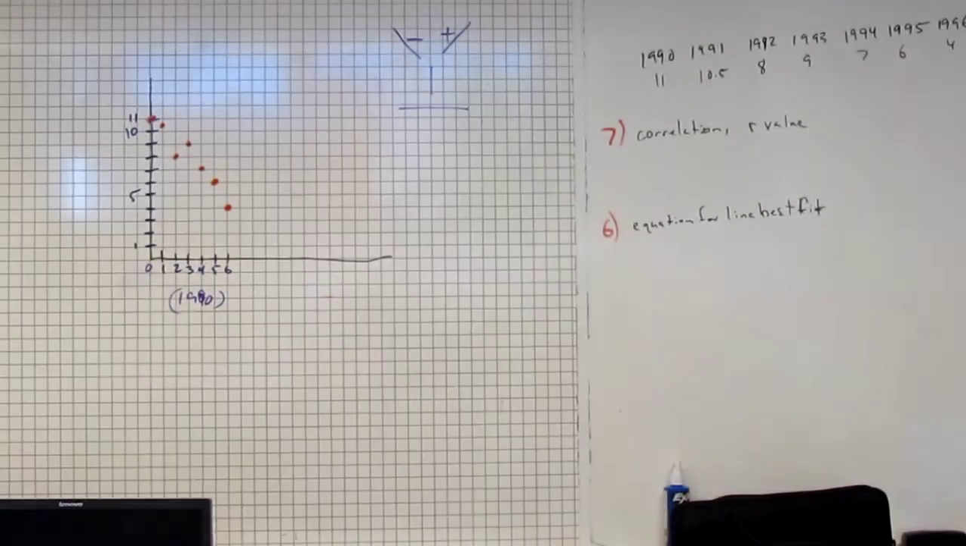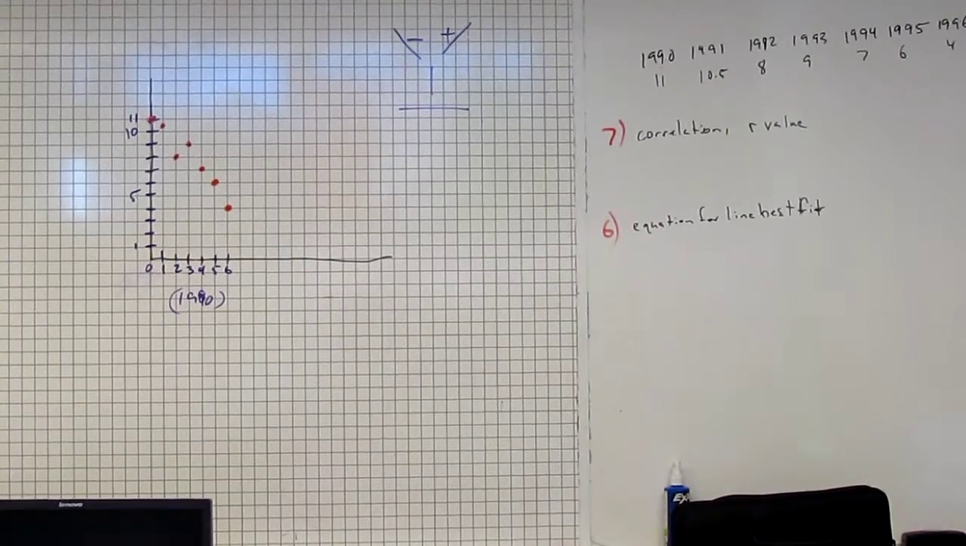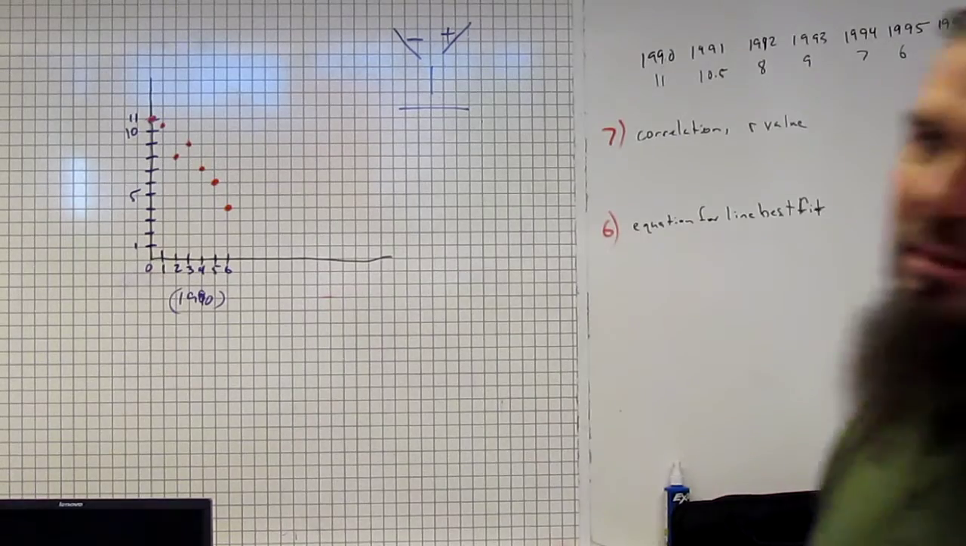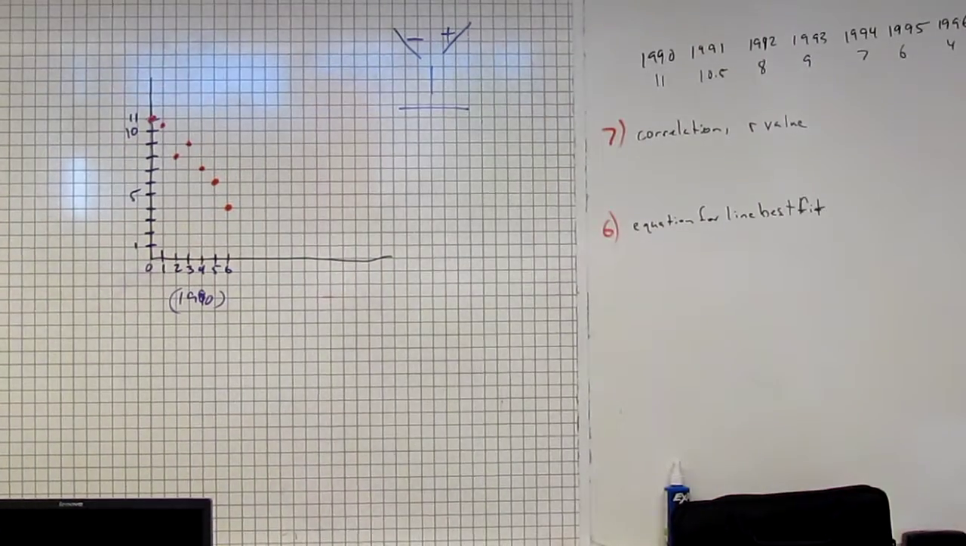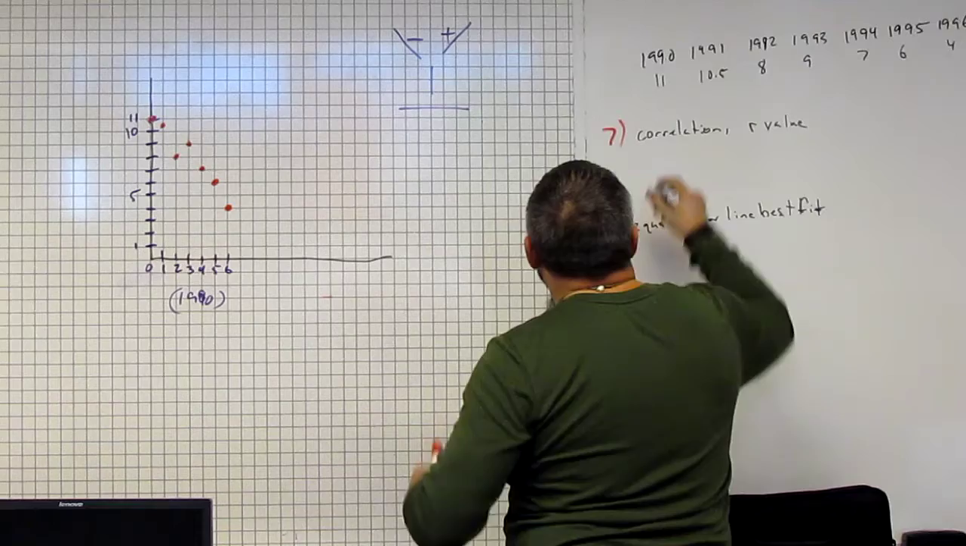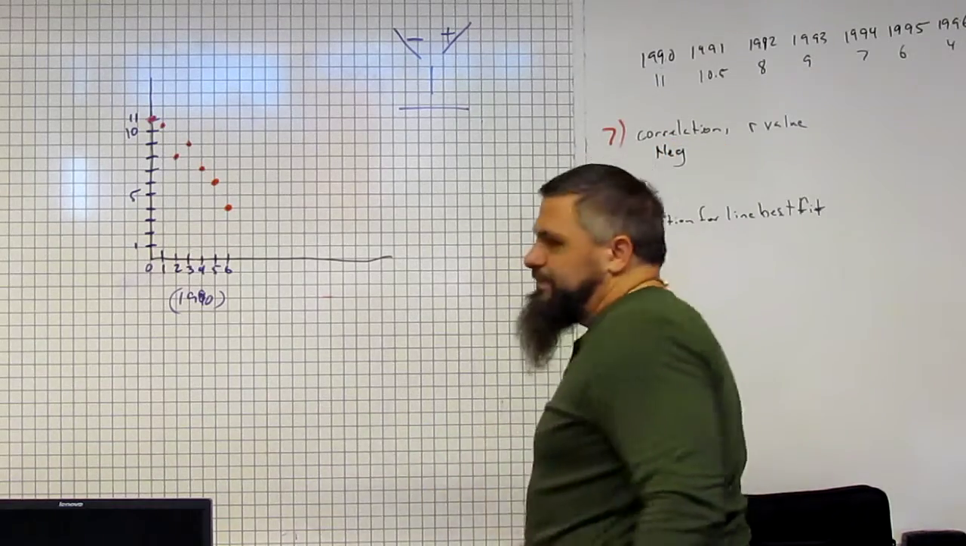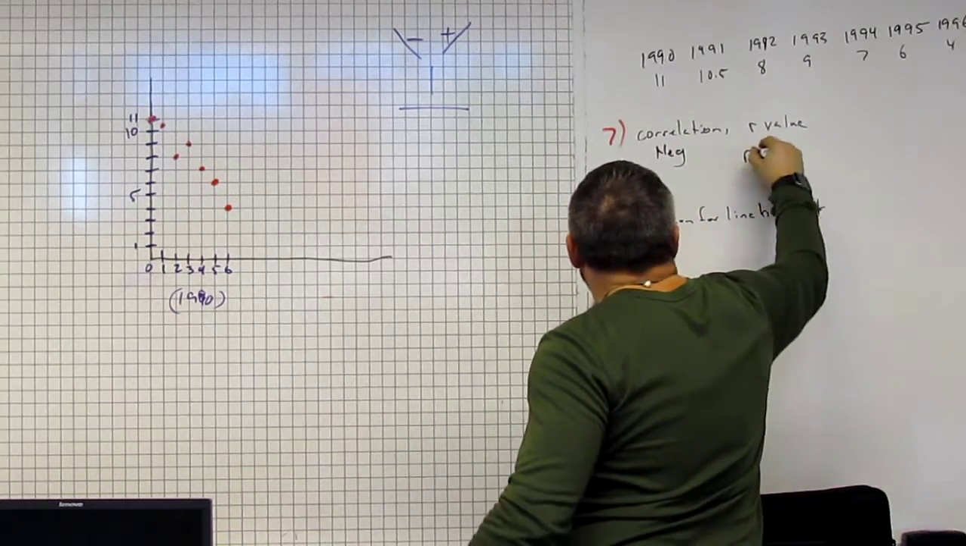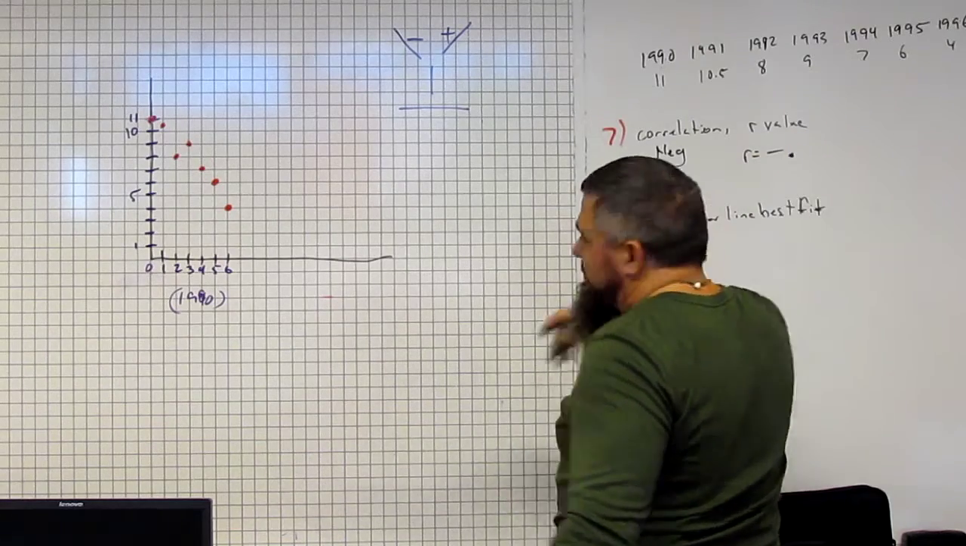And now we want to create a line of best fit. We also want to know the correlation and the R value. Okay? The easiest way to do this is to look at the correlation first. Is this going down or is this going up? Is this down, right? So this correlation is negative. So it has a negative correlation. That means the R value is going to be negative.